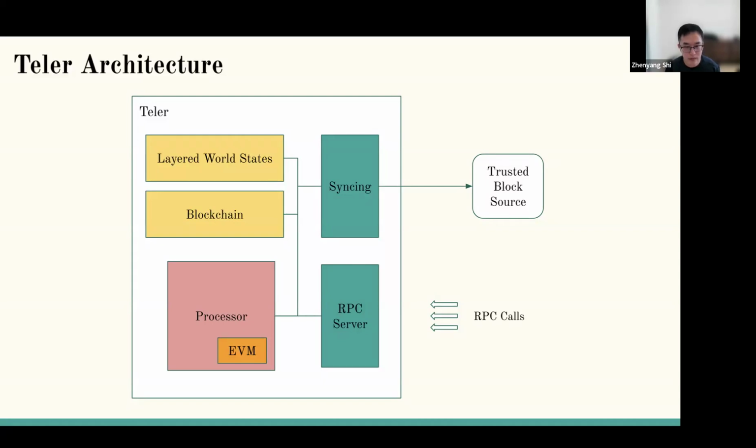We have the syncing module, which fetches the latest block from a trusted source to keep Teler in sync. It uses the processor to update the world state and blockchain accordingly. It also tracks the canonical chain head and handles chain reorgs when they happen. By the way, the blockchain and the layered world state are both designed to be reorg safe. Finally, we have the RPC server, which is the main interface for external queries.